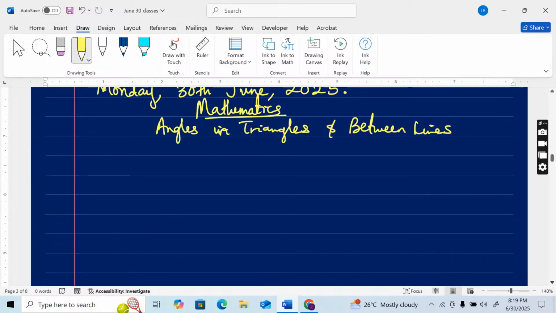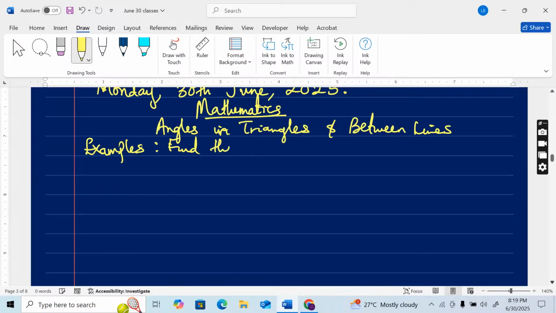In the last class, we learned different types of angles. At this point, I'm going to close the chat to avoid distractions, so pay full attention. When you're not asked to type, please do not type. Now let us look at some examples together on angles in triangles and angles between lines.